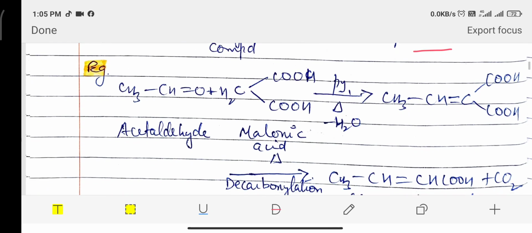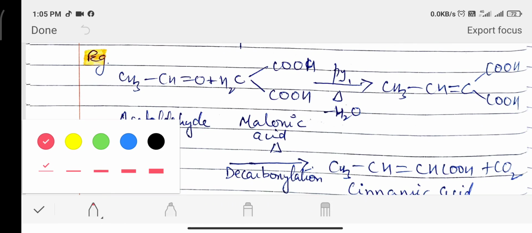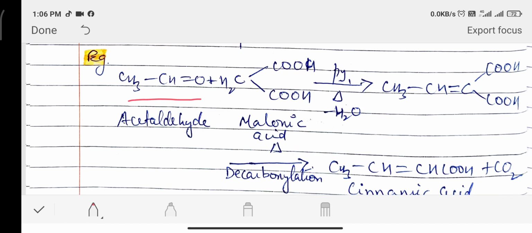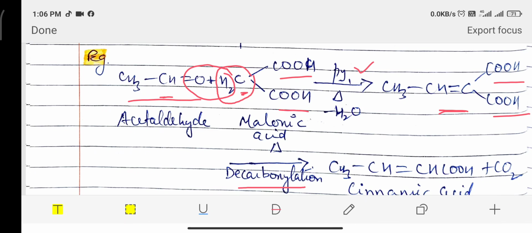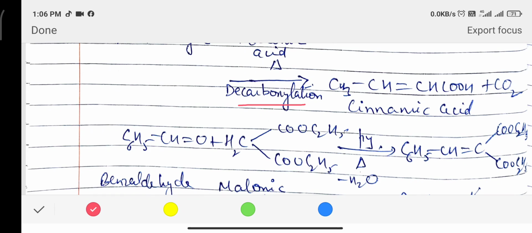If we take an example, this is an aldehyde in the presence of malonic acid, a compound with an active methylene group CH2, and these are the two carboxylic groups due to which these hydrogens are active. When this aldehyde and malonic acid react together in the presence of pyridine or piperidine, water is removed and these carbons are attached by a double bond, so we get a substituted alkene. Then these two carboxylic groups are attached to the same carbon, so it is unstable and undergoes decarboxylation to give the alpha beta unsaturated acid.